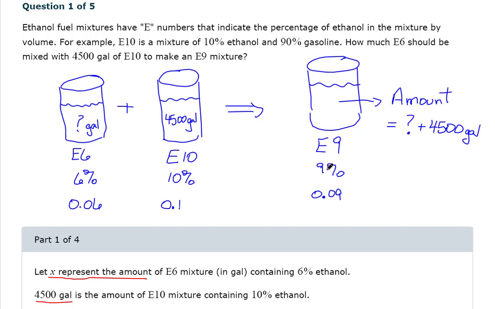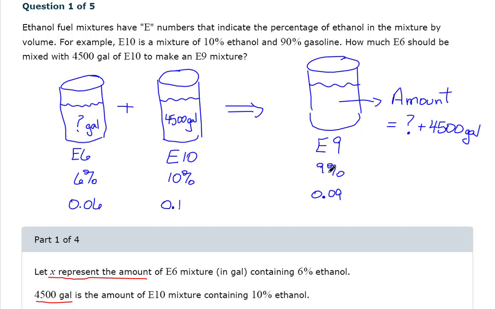Now let's talk about some practical situations here. If I take a 6 and a 10 and I mix them together, I can't get a 16. I can't get a 13. My resulting mixture has to be a number between 6 and 10. So I'm taking some 6, adding it to a higher concentration of 10. It's going to bring this concentration down to 9%.